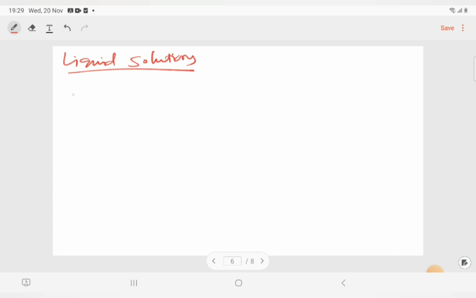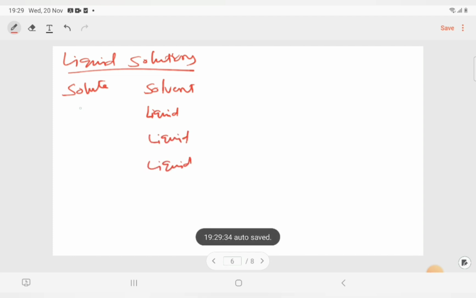Liquid solutions, again similar to gaseous solutions, will have a solute section and a solvent section. By default, solvent will be liquid. We will start with the gas. Gas in liquid. What could be the best example? Oxygen dissolved in water. In fact, this is called dissolved oxygen, right?